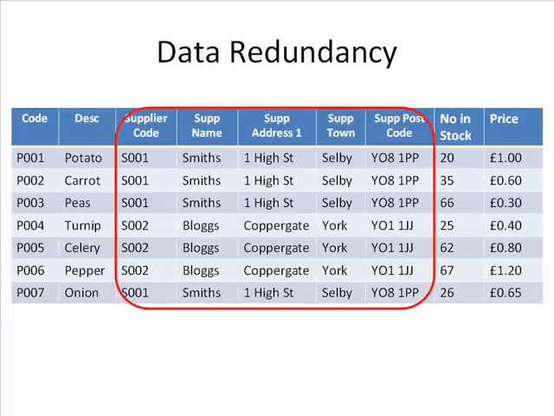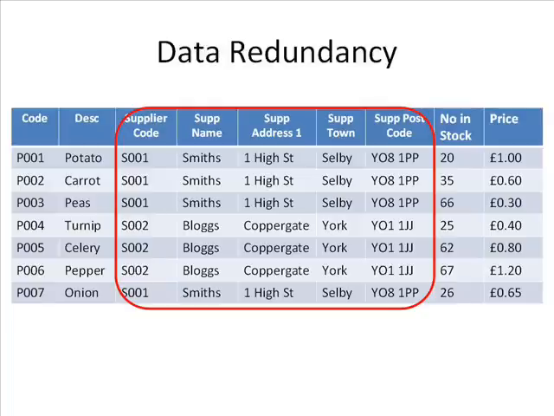Except that because we get more than one product from a particular supplier, we're actually duplicating a lot of the information. We're holding the name over and over again. We're holding the address over and over again. And this can actually be quite inefficient. It can take up extra storage space that's just not needed.